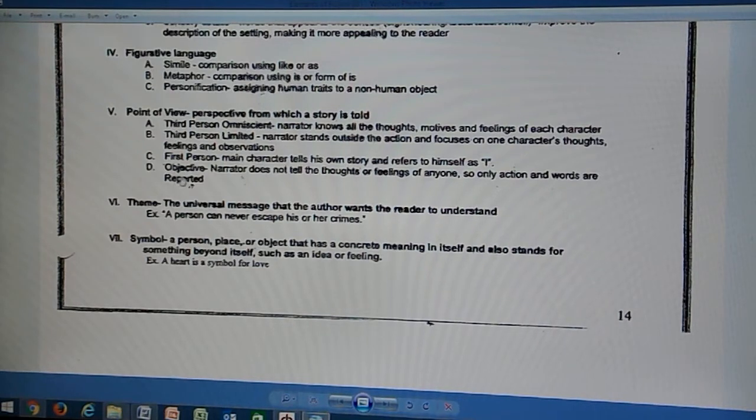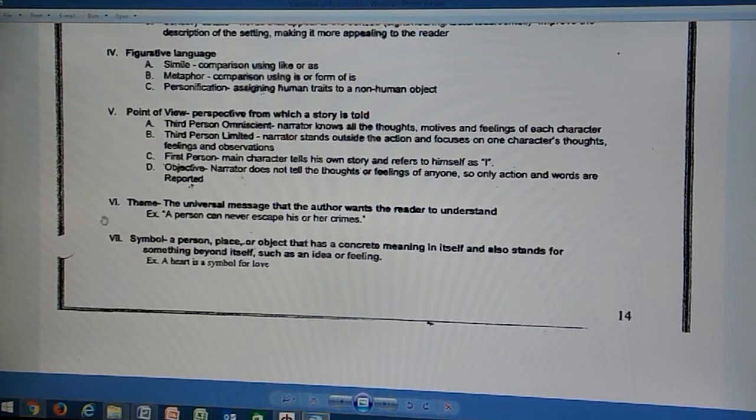Then you have the objective narrator, and this is a narrator that doesn't know the thoughts or feelings of anyone, and they only report the action of the story to you. Objective is what we should see on a news report or a sports broadcaster. They are supposed to be objective narrators, only telling us the play-by-play action of what's going on the field. So that's a way to remember that one. So point of view is the perspective from which the story is told.